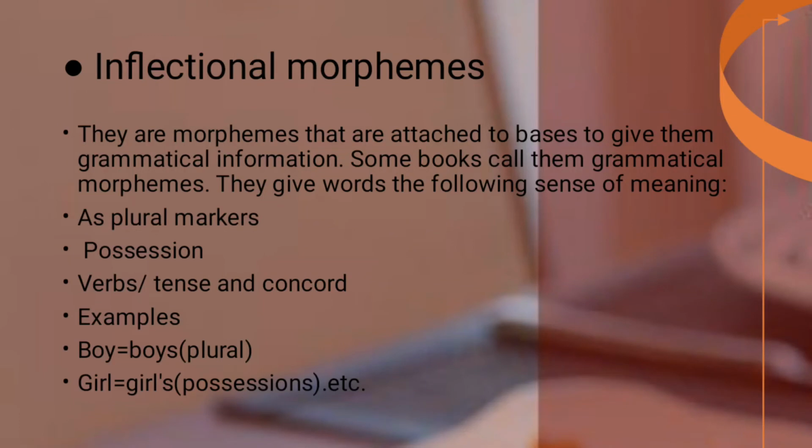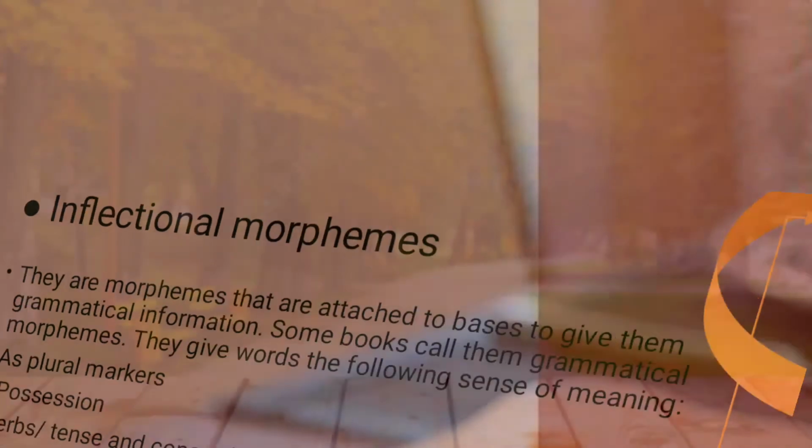The next bound morpheme is the inflectional morpheme. They are morphemes that are attached to bases to give them grammatical information. Some books call them grammatical morphemes. They give words the following senses of meaning: plural markers, possession, verb tense, and concord. Example, boy to boys, giving the word boy a plural mark. Girl, girls, girl with an apostrophe s, showing possession.